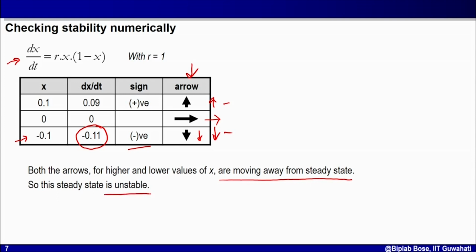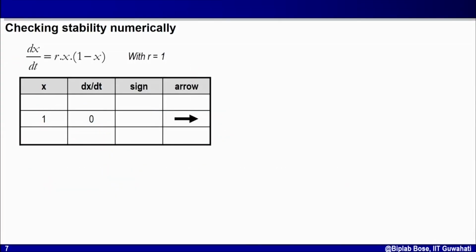This is a simple way of understanding the stability or calculating the stability of a steady state without drawing the complete direction field. As you understand, to draw the complete direction field, you have to draw lots of arrows. Here we are only calculating the arrows and their directionality near the steady state. Let us try for the next steady state.